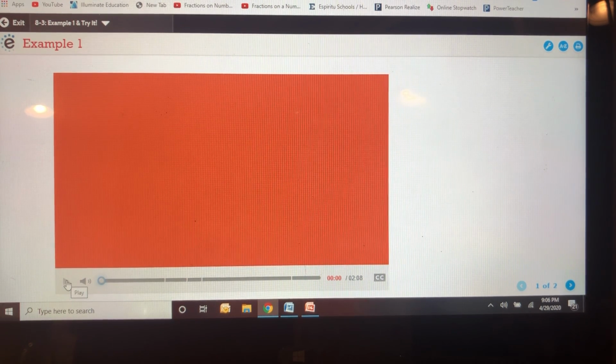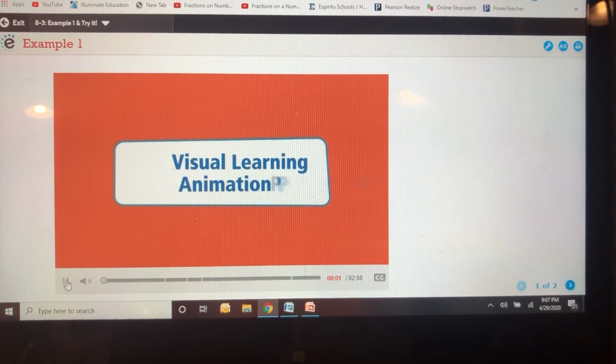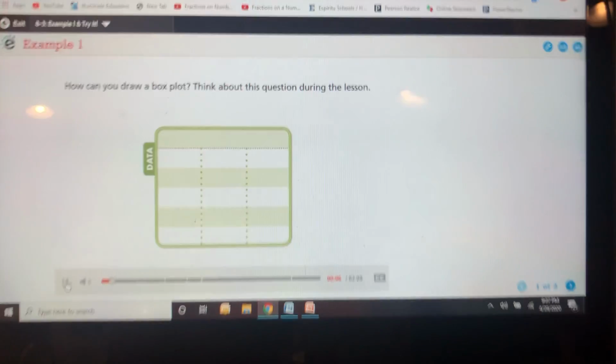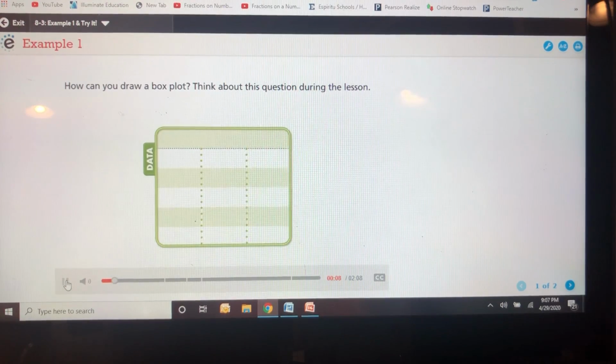Good morning, guys. Today we will be learning about box plots in Vision, Lesson 8-3, page 468. How can you draw a box plot? Think about this question during the lesson.